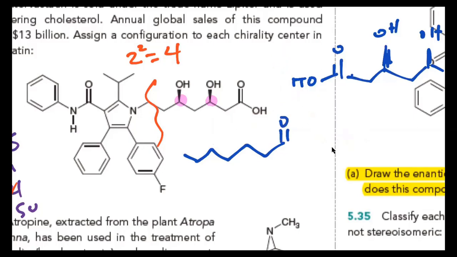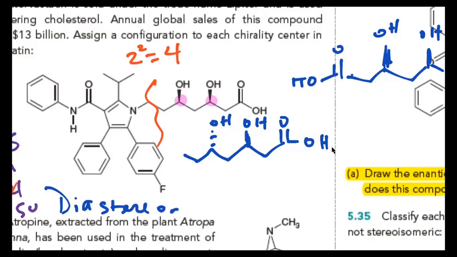I'm gonna do this. I'm gonna take this one and leave it wedged, and then I'm gonna change the other one and make it dashed. Do you see that? This image is what we call a diastereomer. It's not an enantiomer. It's a diastereomer. Yes or no? Yes, it's a diastereomer.